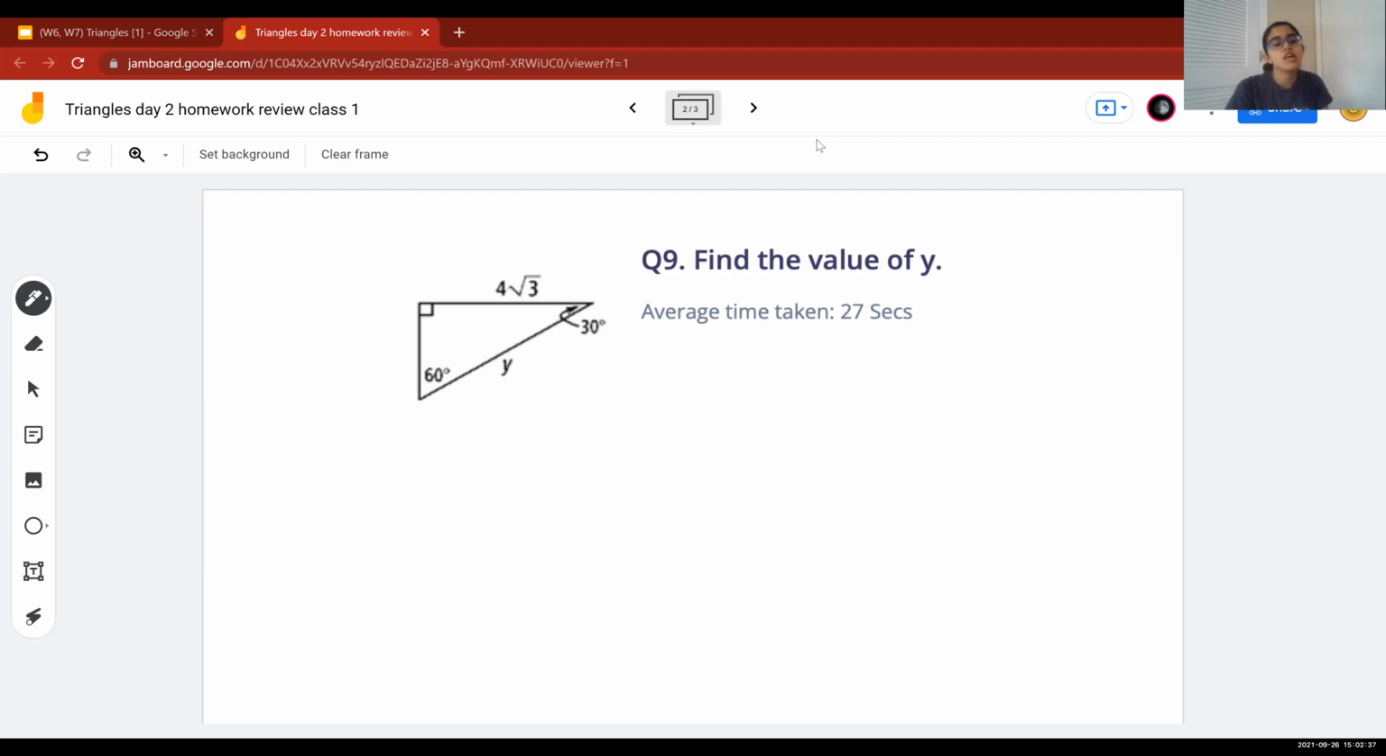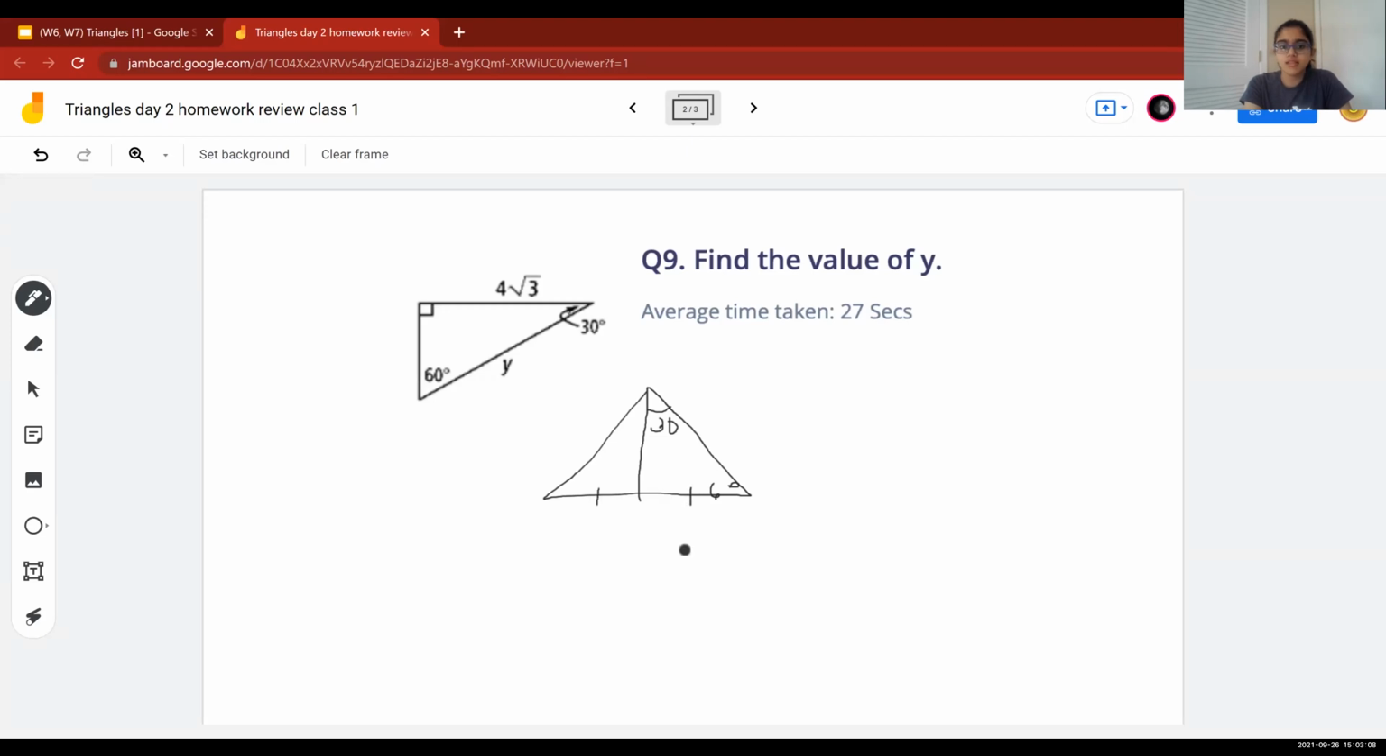So find the value of y. This is a 30, 60, 90 degree triangle, as we can see by the angle measures given. So 30, 60, and then this is a right angle, so 90. So we learned last class about the ratios in a 30, 60, 90 right triangle. But just to remind you, if this is an equilateral triangle, then this would be 60, and then this would be 30, right? And this would equal this.